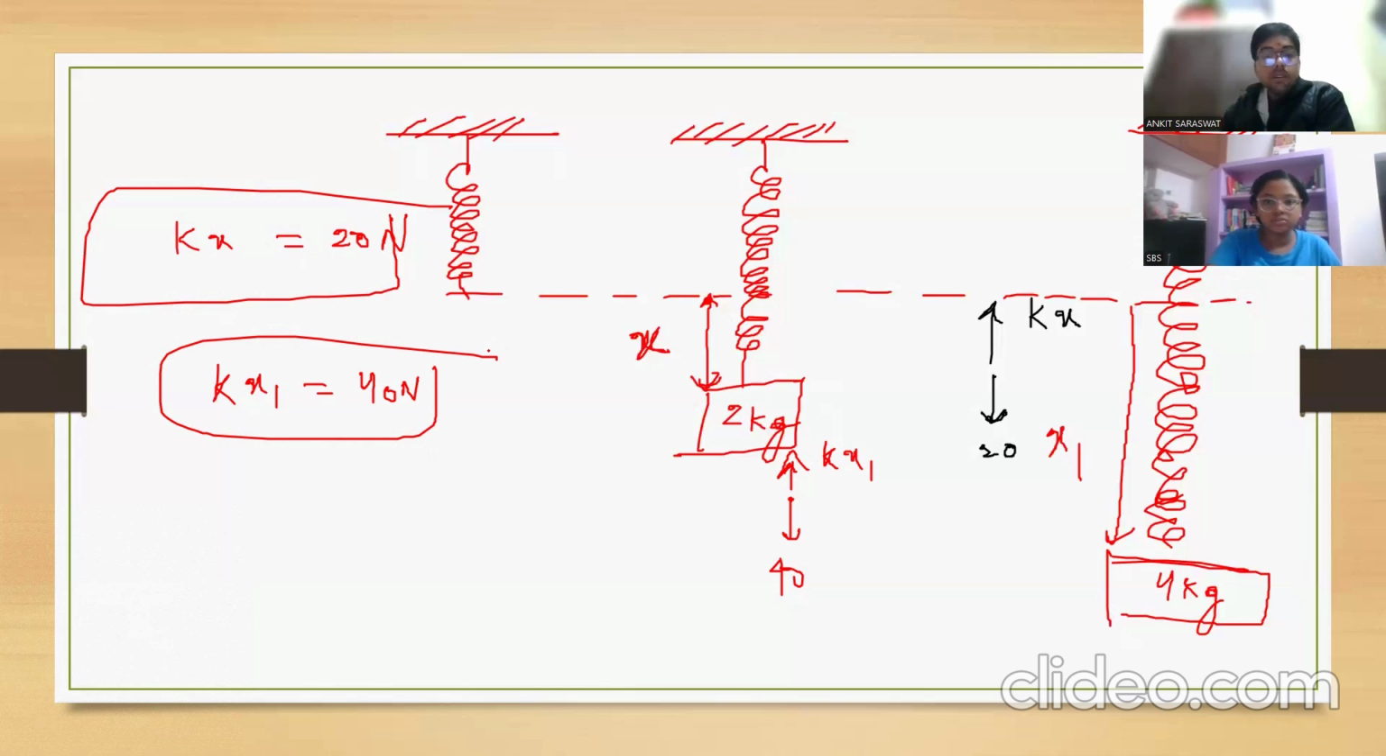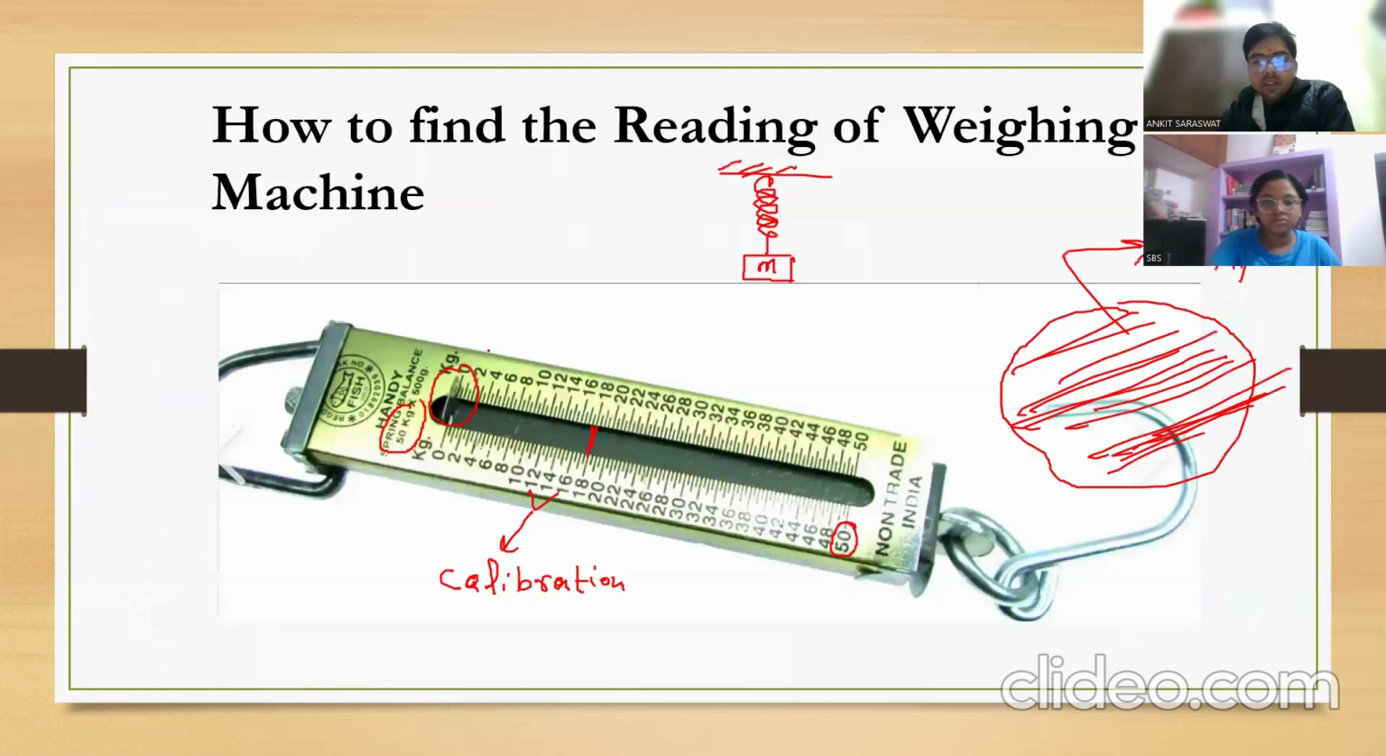You can check here in this diagram. If you increase the load, what will happen? The spring is going to elongate more. When the spring elongates more, this pointer, this sign here is known as the pointer. You can check this machine in your home. This pointer is going to move, it is going to displace to the right.